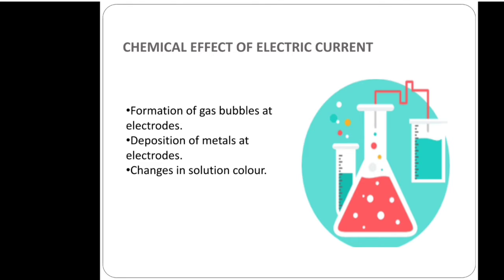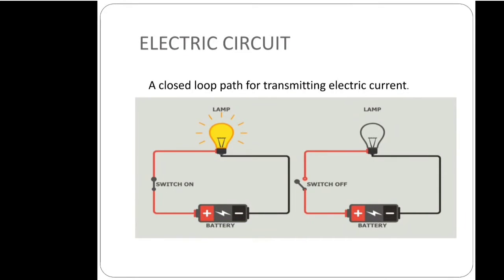So now we will know some of the important processes which are involved in the chemical effect of the electric current. But before that, let us know about the electric circuit. So electric circuit is what? It is a closed loop path which helps in transmitting the electric current.